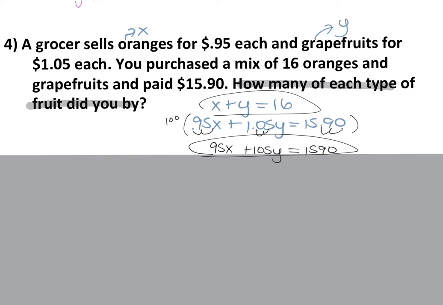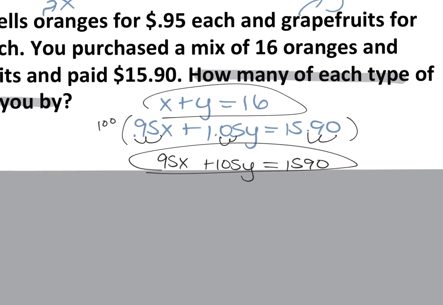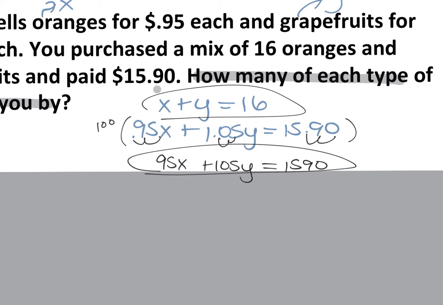On the word problems, you can solve them any way you want. I would just obviously not recommend graphing, but you could do substitution or elimination. Absolutely. So let's say I just want to get rid of the x. I'm going to multiply both of these by negative 95. So negative 95x minus 95y equals, and 16 times 95, negative 1520. I don't know if you can read that.